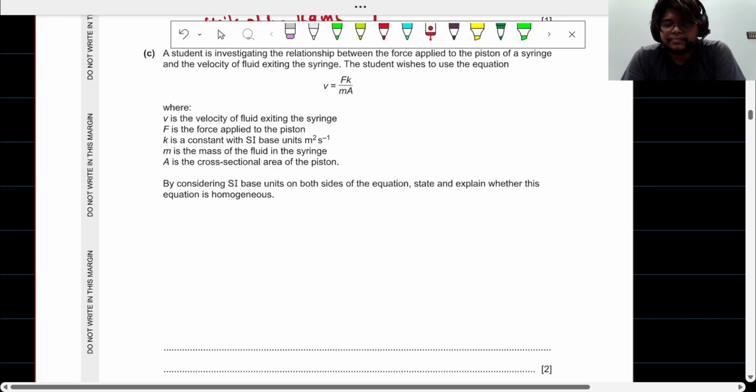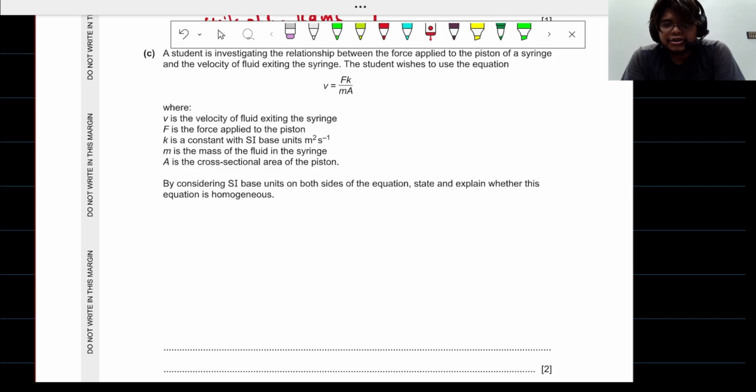So what is homogeneity? Homogeneity means that for any equation, the terms on the right hand side should have the same units as the terms on the left hand side. We have single terms on each side. We have one term that is the speed, or the velocity, and the second term which is the complete expression. If these terms have the same units, then this equation would be homogeneous. So let's work out the units of velocity. Units of velocity are meter per second. Then we need to determine the units of this whole expression.